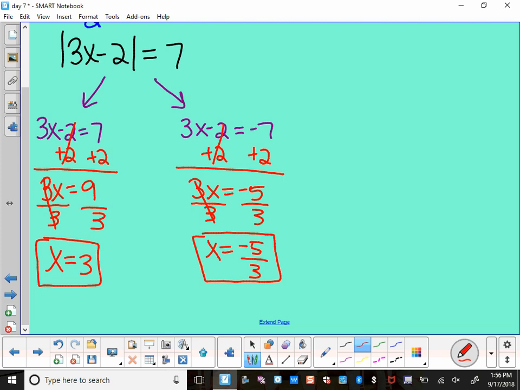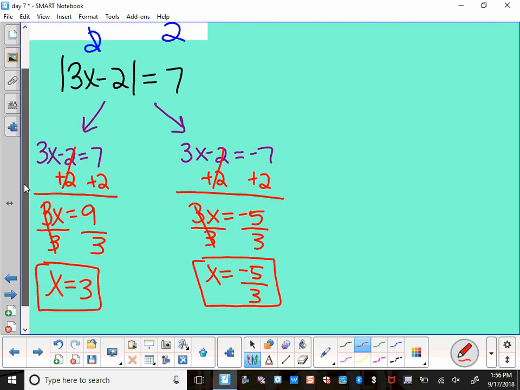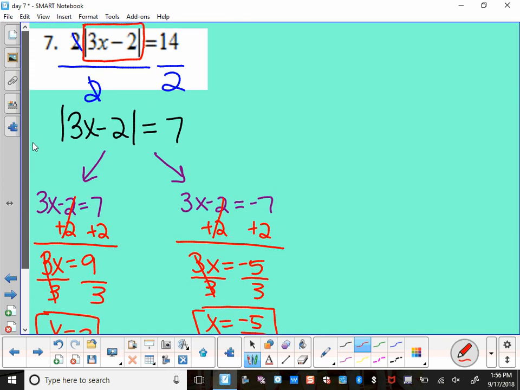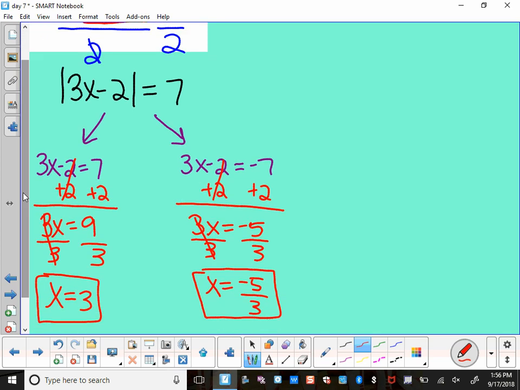Are we okay with the algebra part of it, the bottom part? Okay, are we okay with knowing when to separate them? Are we okay with knowing how to get absolute value by itself? All right, I want you guys to work on 5, 6, 8, 9, 10.